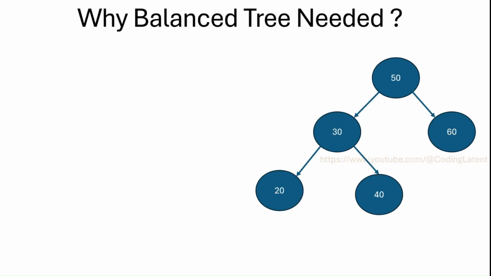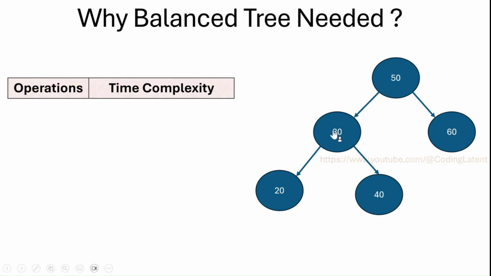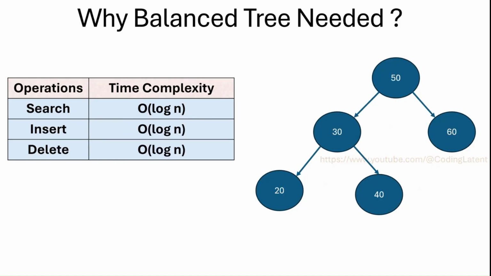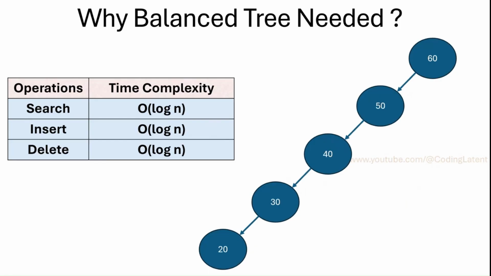So let's say we have a binary search tree like this, and with this structure of the binary search tree, different operations like search, insert, and delete will have a time complexity of log n, because the structure of this binary search tree is balanced. If the same binary search tree is represented like this, then the time complexity for the same operations becomes O(n). N is the number of nodes in a binary search tree, and in the worst case, we'll have to parse all the nodes in the tree.